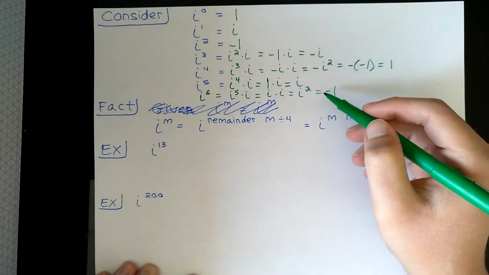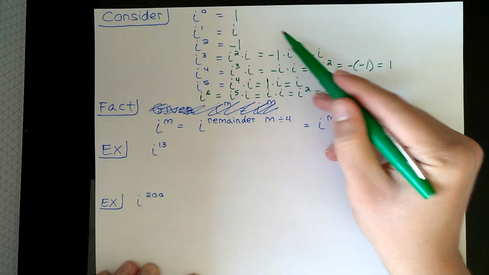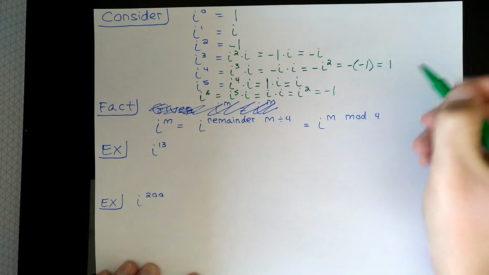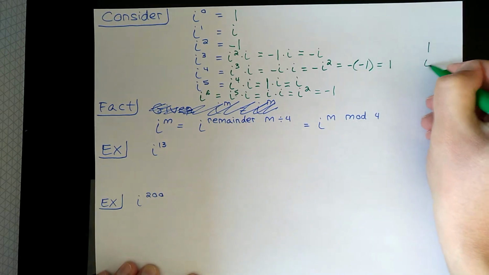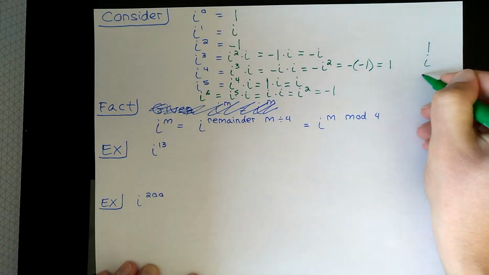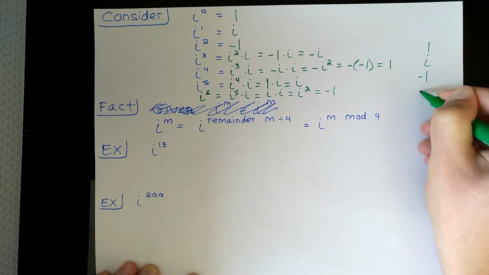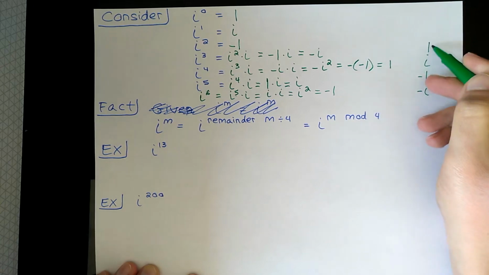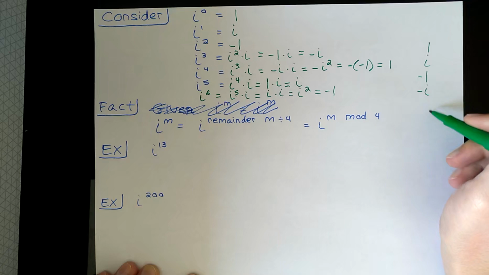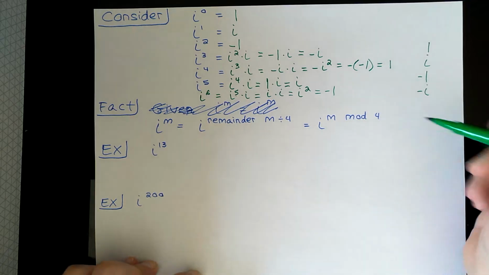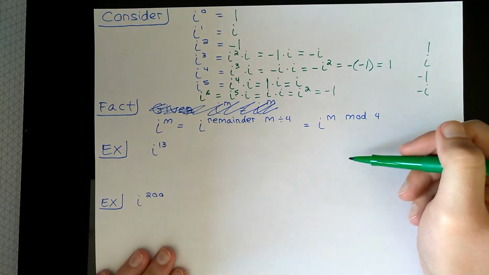We are repeating the same 4 values over and over again: 1, i, -1, -i. And then it just repeats again: 1, i, -1, -i. And it'll just go on forever and ever.